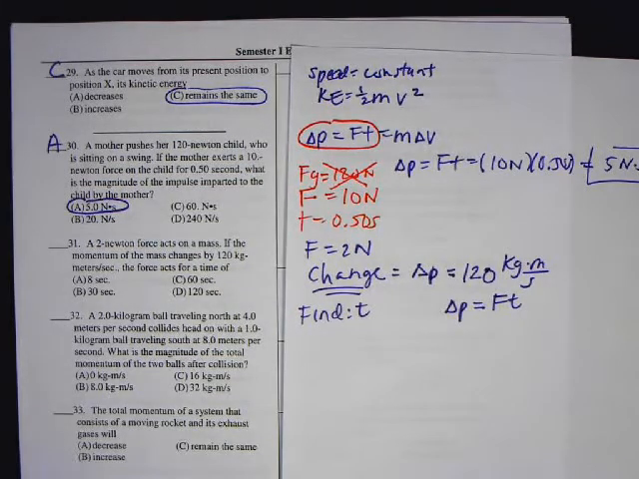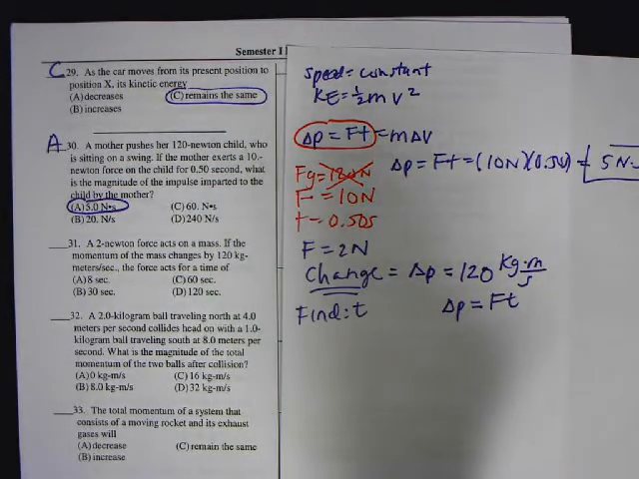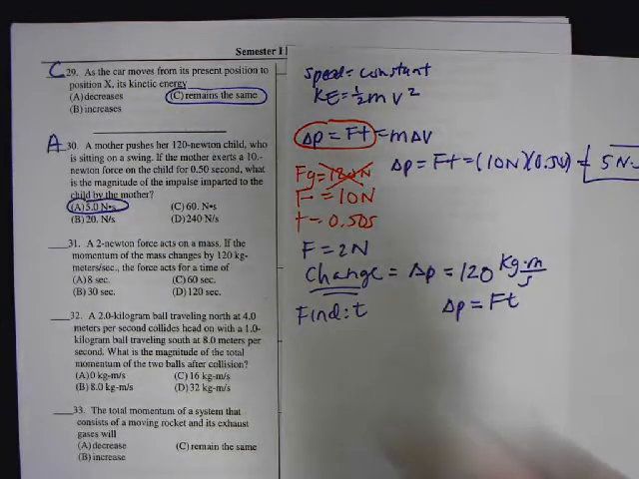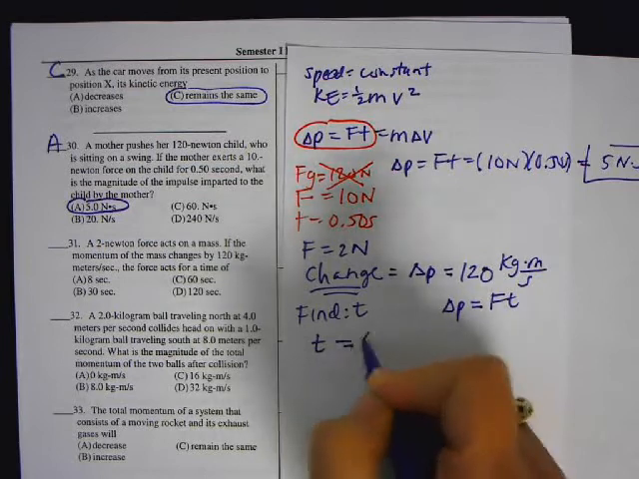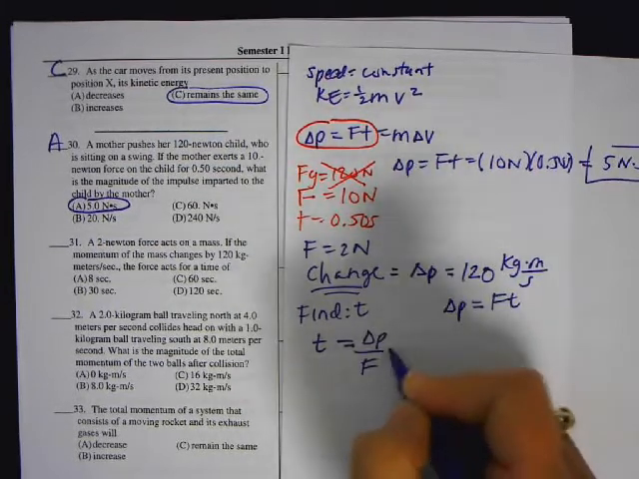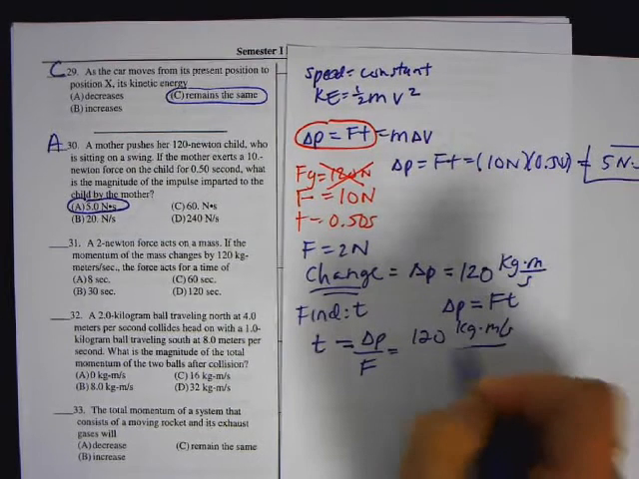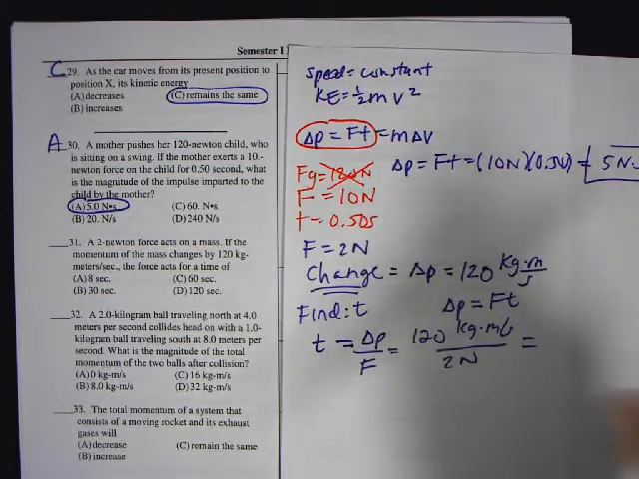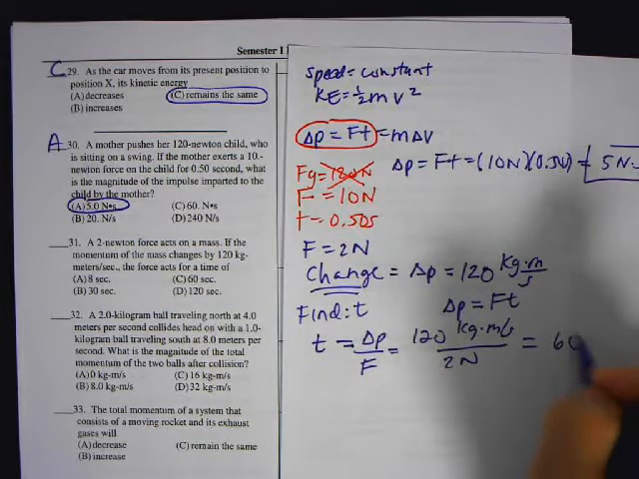So I'll rearrange the equation to solve for the unknown in terms of the known so I don't make an algebra mistake. Because if I did the wrong algebra, that's going to be one of the wrong answers. And I'll show you what I mean. So when I rearrange this equation, I get that T is equal to delta P over F. So delta P is 120 divided by F, which is 2 newtons. Now again, do you see how you could do this in your head? 120 divided by 2 is 60.